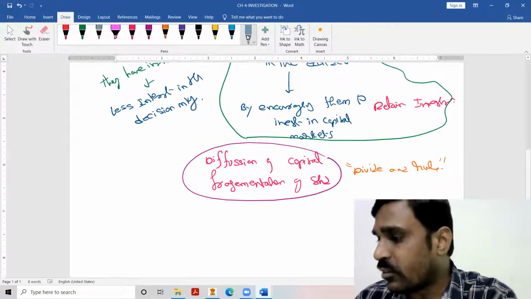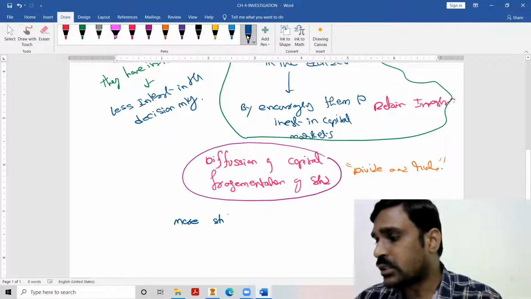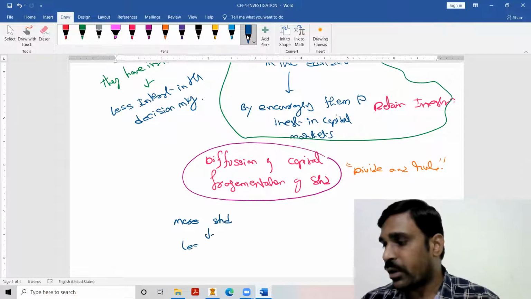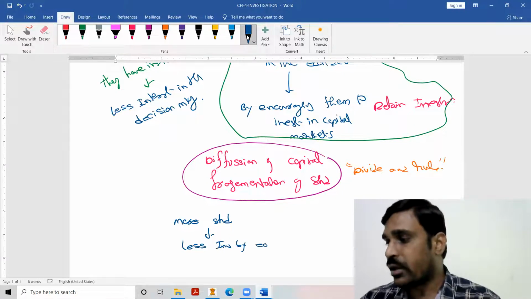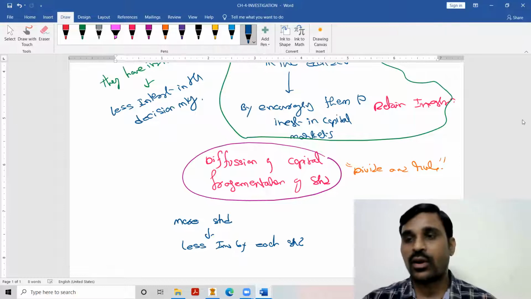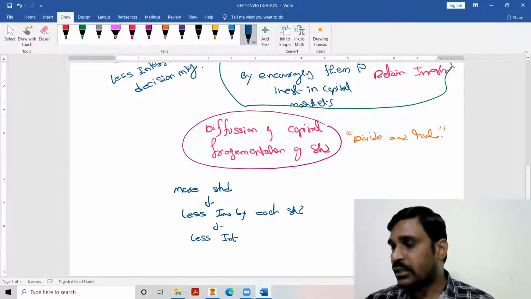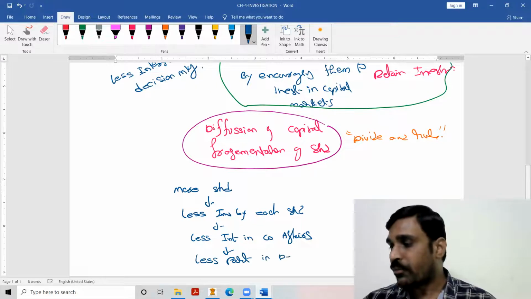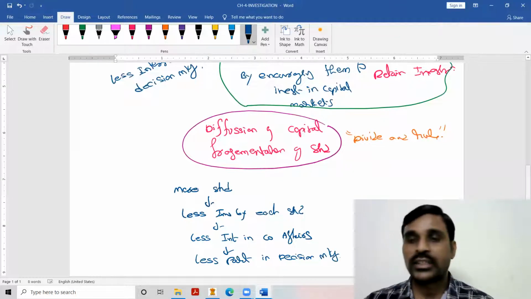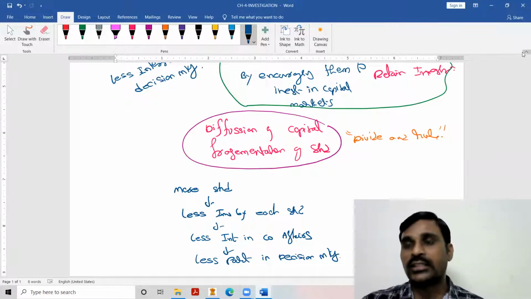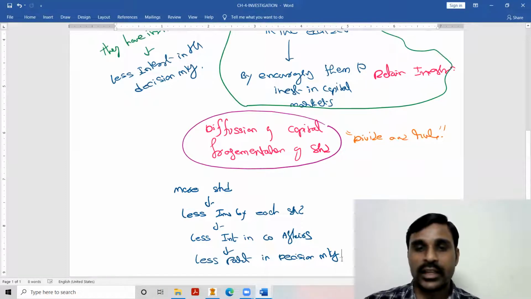more shareholders, less investment by each shareholder, and less interest in the company's affairs. Therefore, less interest, less participation in decision making, resulting in less monitoring, and less monitoring resulting in more opportunity for fraud.